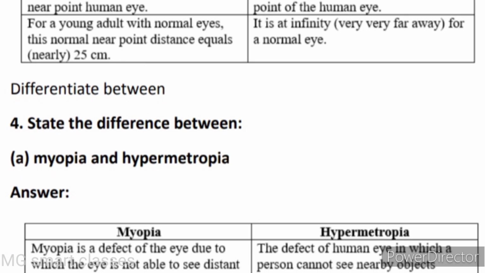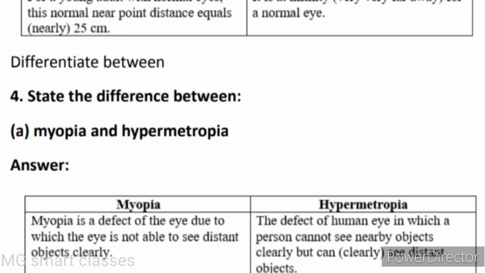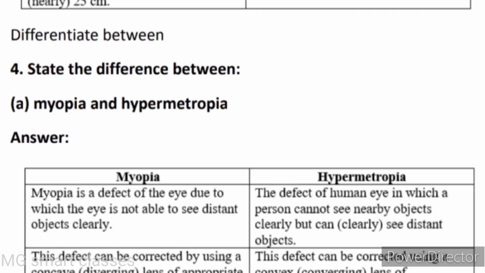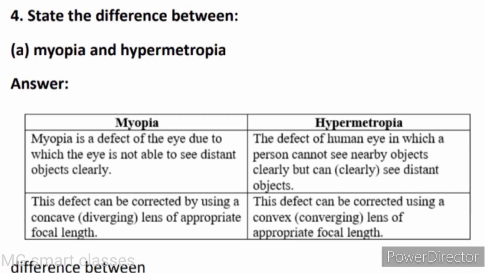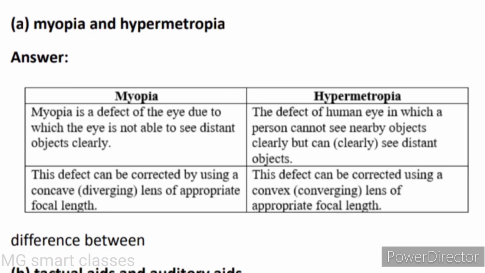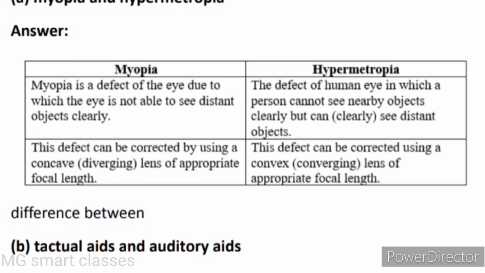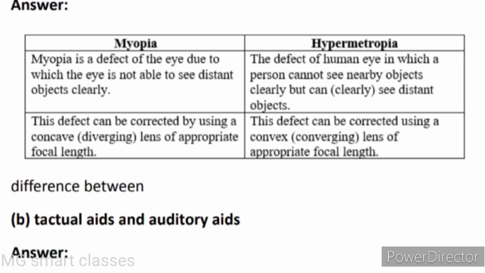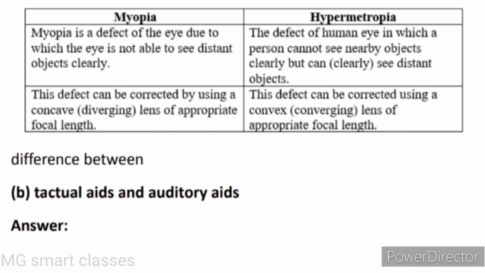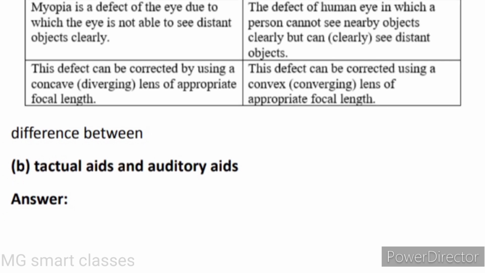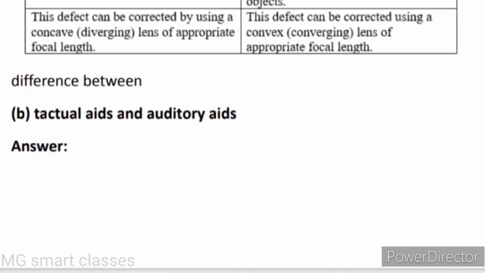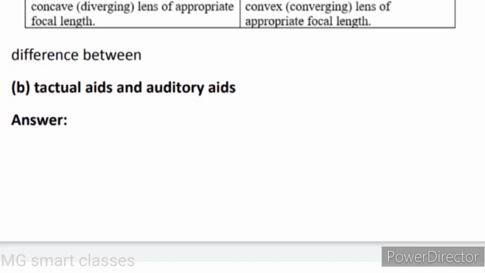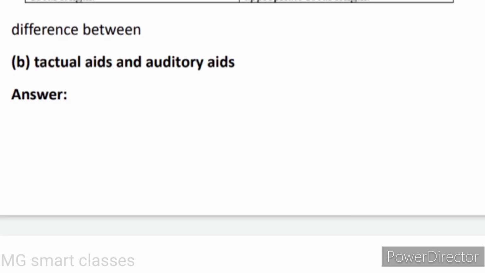Now question number 4. Differentiate between myopia and hypermetropia. Myopia is a defect of the eye due to which the eye is not able to see distant object clearly. This defect can be corrected by using a concave lens of appropriate focal length. Hypermetropia is the defect of human eye in which a person cannot see nearby object clearly but can see distant object. This defect can be corrected using a convex lens of the appropriate focal length.